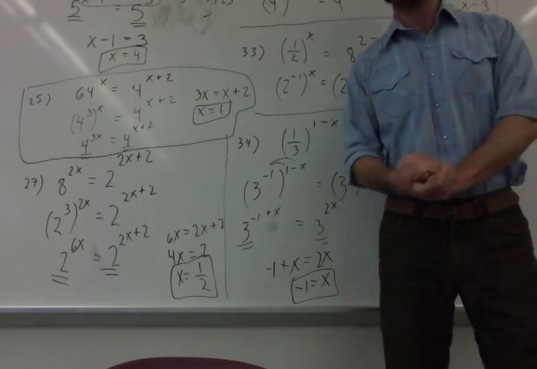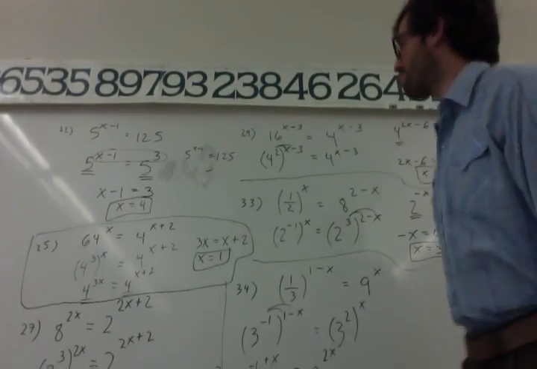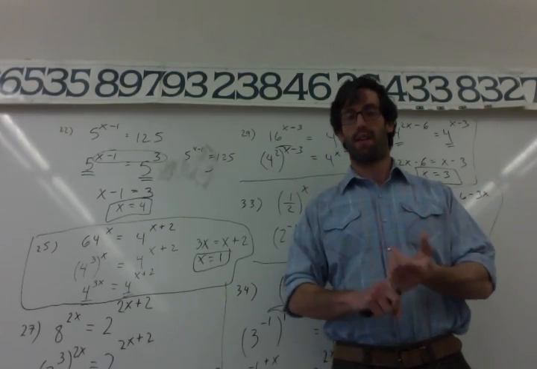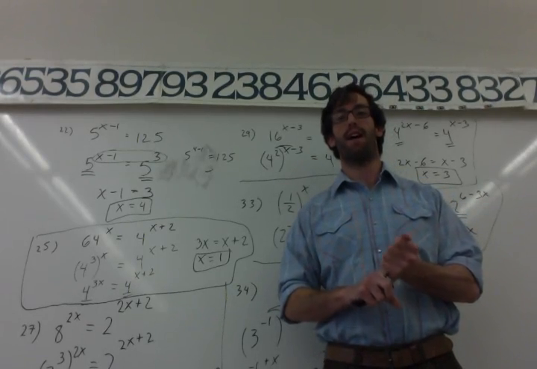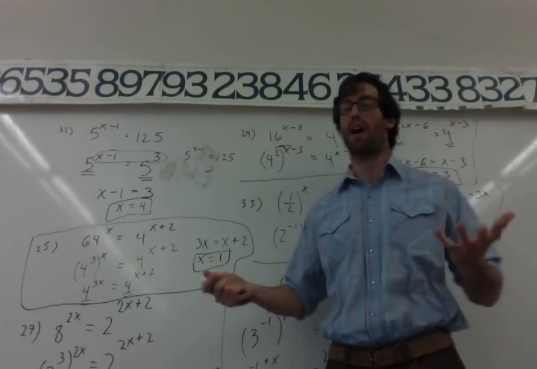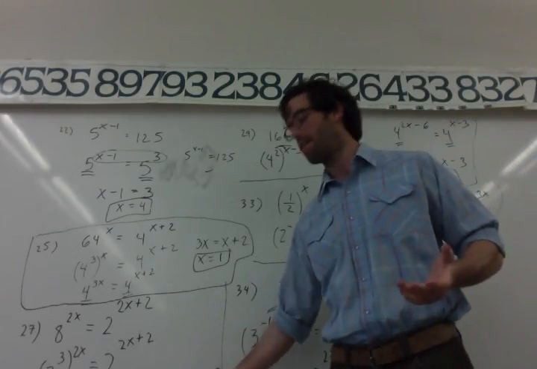So just a few problems to get you guys started. All the problems on this sheet kind of work out the same way. You get common base on both sides, and then set the exponents equal. Just be careful with your distributing and your signs, and you're solving the basic linear equations. All right? Thanks.